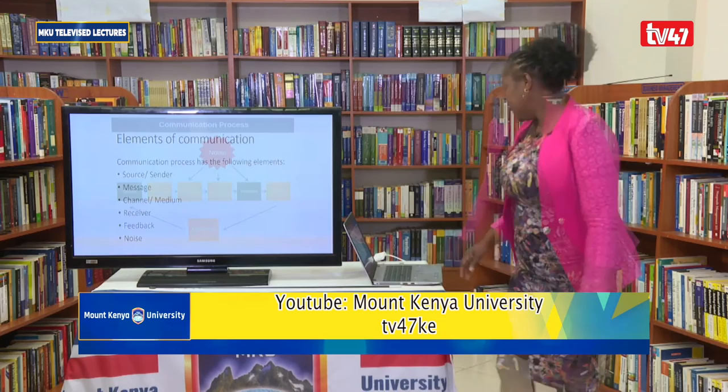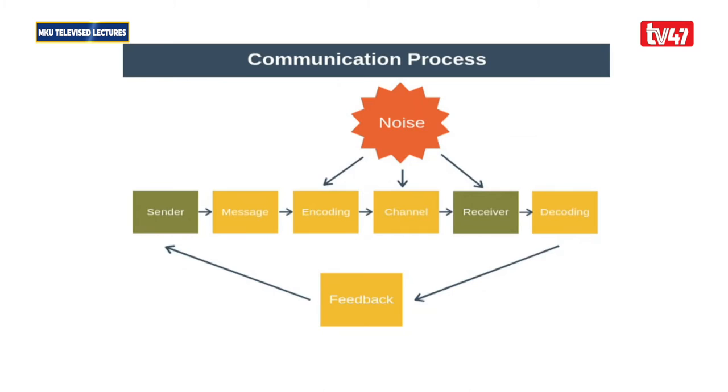So like you can see, that is an illustration of the communication process, where the sender encodes, or comes up with the message, putting your thoughts together, and then you pass the content you've come up with via a channel to the receiver, who decodes and gives feedback. But in the process, all the time we are getting the feedback, there's always noise, the disruption I've talked of.